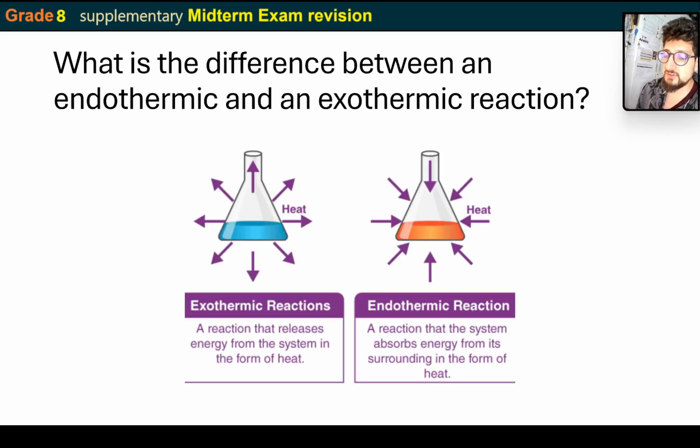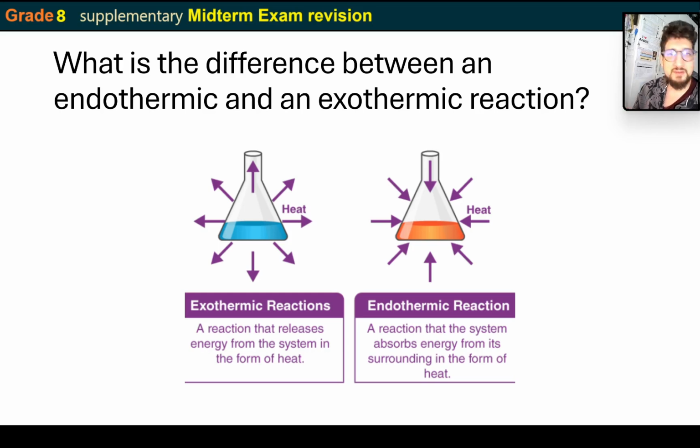Okay, so what is the difference between an endothermic and an exothermic reaction? Simply put, an endothermic reaction is one that absorbs energy or absorbs heat from the surroundings, while an exothermic reaction is one that gives out heat and gives out energy to the surroundings. So an example of an endothermic reaction would be cooking, for example, because you're giving it heat.